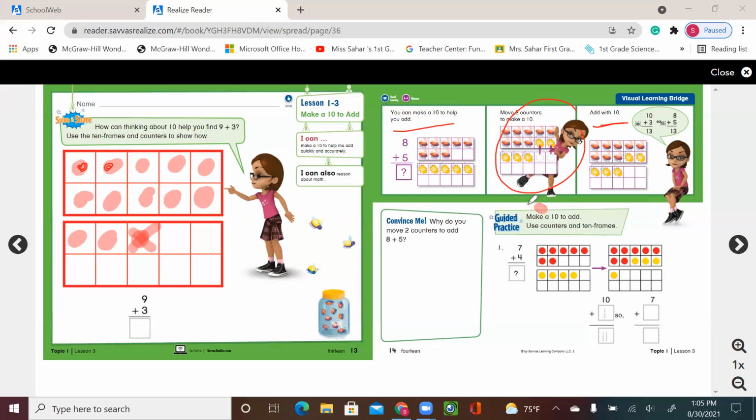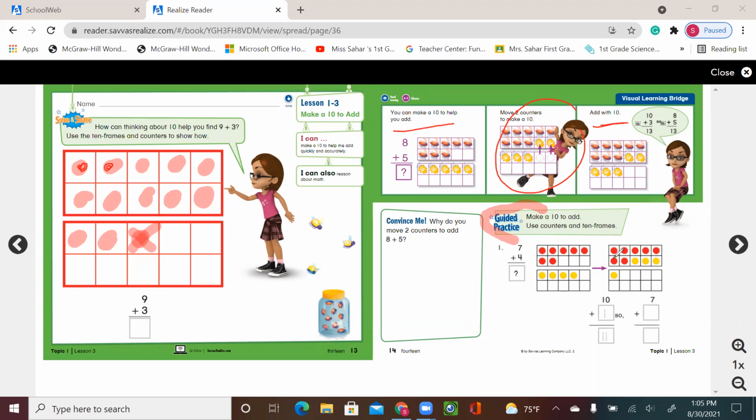Let's go to page 14 and try to answer this question. Okay, make a 10 to add, use counters and 10 frames. So this is our 10 frames, all right? So we have 7 plus 4. So in the first 10 frame, I have 7 counters, 1, 2, 3, 4, 5, 6, 7. And then in the second 10 frames, I have the second add-in, 1, 2, 3, 4. Now what I'm going to do, I'm going to move counters from the second frame to fill the first 10 frames to have 10.